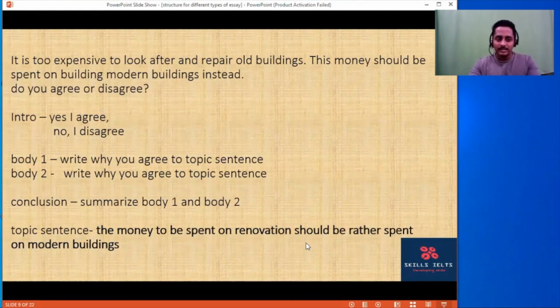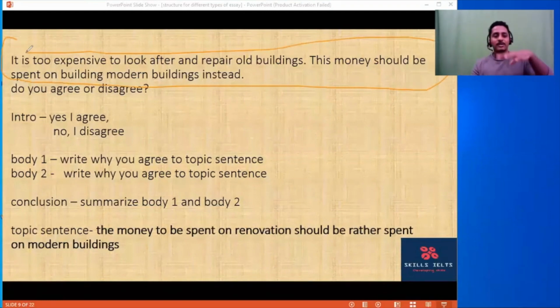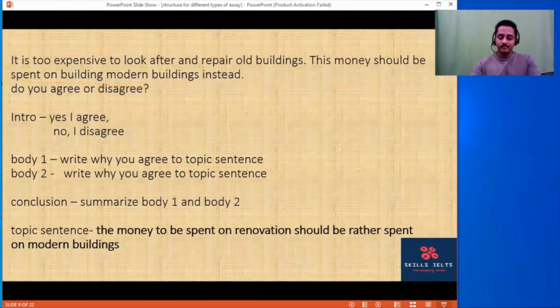Here the topic sentence is the entire sentence. Whatever you write should have both renovation and new building, renovation and new building. Safety standards could be anything, Ahmad. But whatever you say for the older buildings, you overcome with the new building at a cheaper price. Both things have to be written because the topic sentence is the entire thing. That is, do you agree or disagree? Any doubts?